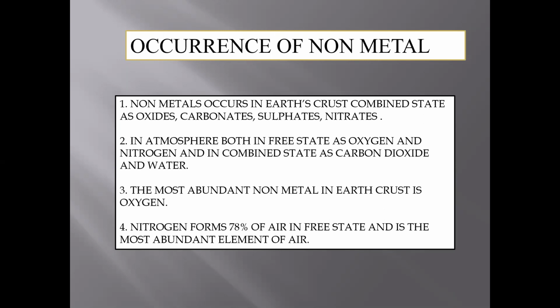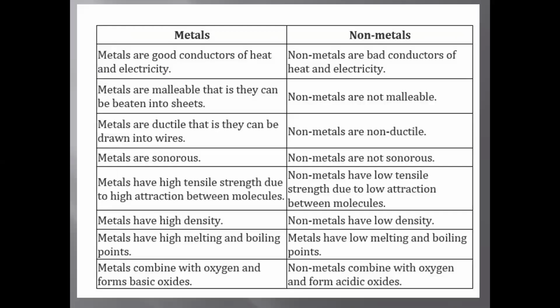Next, the most abundant non-metal in Earth's crust is oxygen, whereas nitrogen forms 78% of the air in free state and is the most abundant element of air. Remember these 2 points, students. If the question is asked for the most abundant non-metal in Earth's crust, it will be oxygen. And if the question is asked for the most abundant element of air, then the answer will be nitrogen. These things need to be kept in mind.